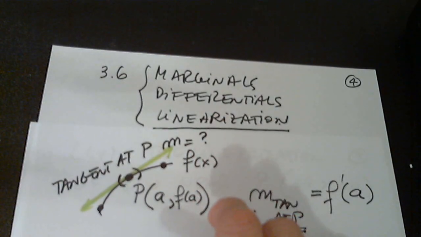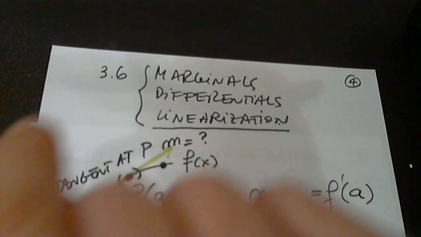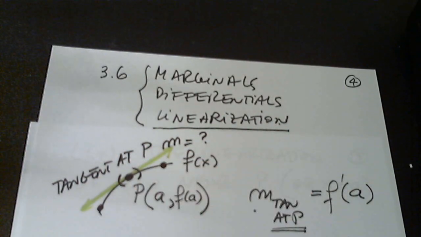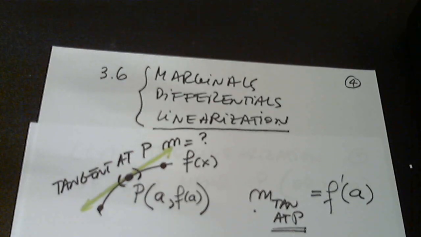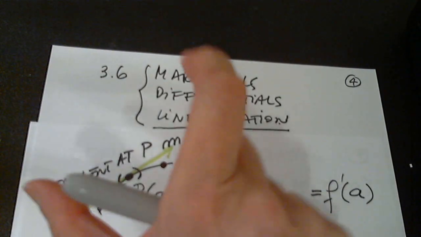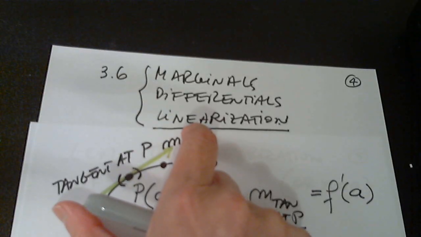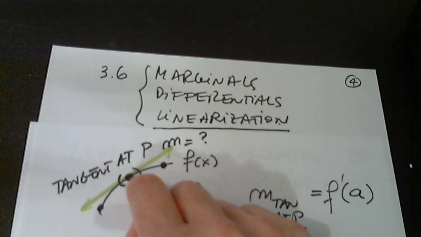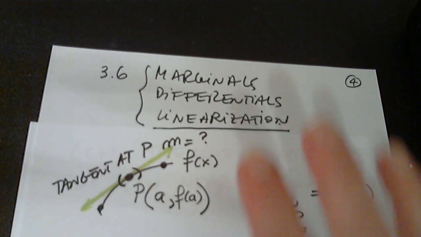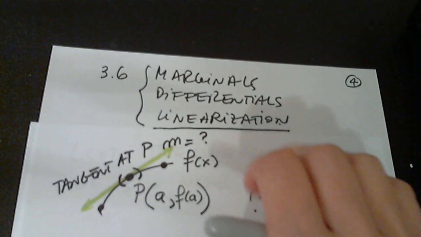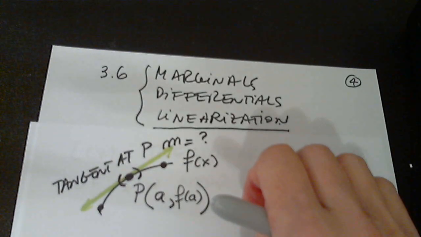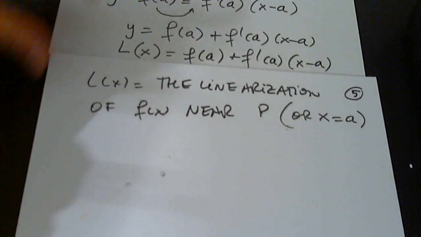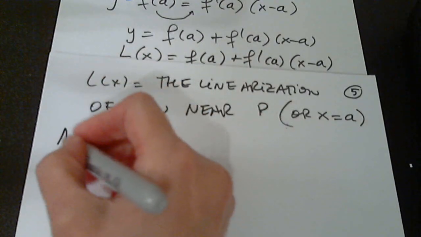What does it mean again? Any function can be approximated with a line near a particular point. Any function can be approximated by the equation of the tangent at that point, near the point. That's all it means. So it's either called the linearization or the linear approximation. Again, any function can be approximated by a line. I'm going to write that too.